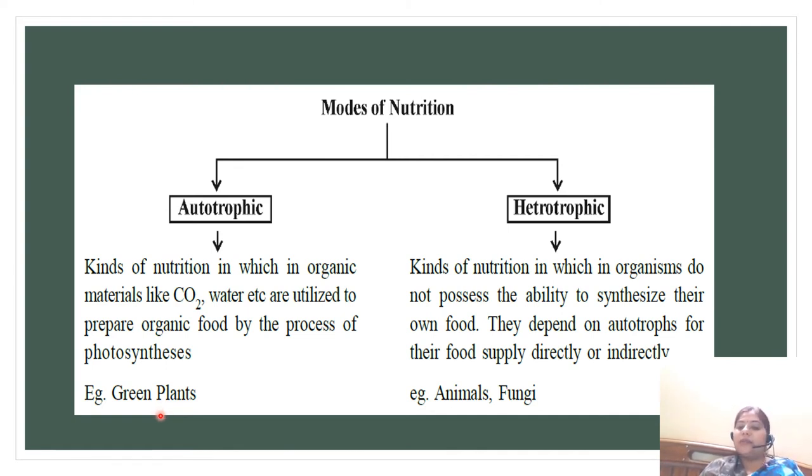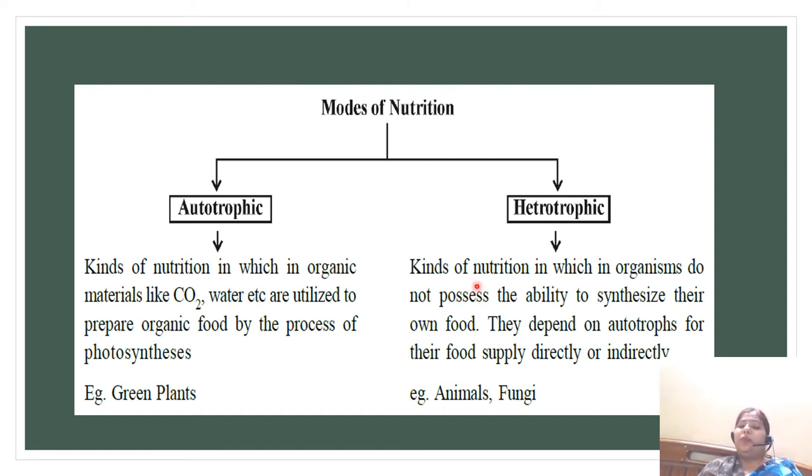So plants prepare their food with the help of four ingredients. You can say, as if we want to prepare any dish, we need ingredients, right? So plants also need four things, or four raw materials, or you can say four ingredients, to prepare their food. That is carbon dioxide, water, sunlight and chlorophyll.